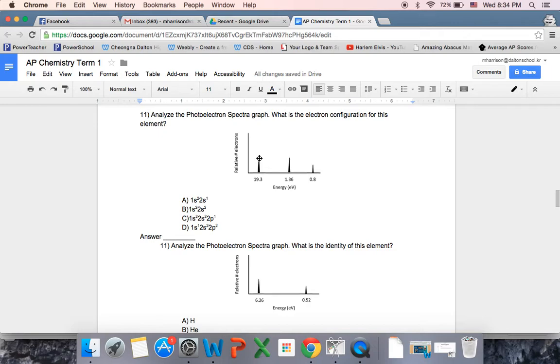So we know we've got 3 electron orbitals. The height of these indicates the number of electrons. So if we assume this is 1s, it's going to be full, it's going to be 2. 2s, 2. This is half as high, the final one, which means that it's 2p1, meaning that the correct answer here is C.